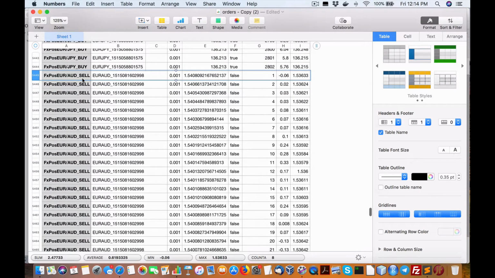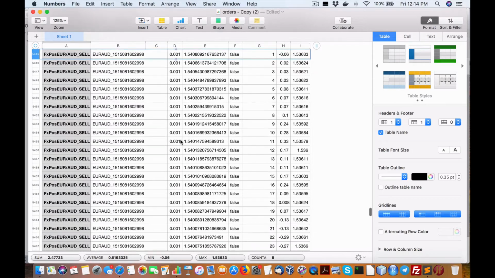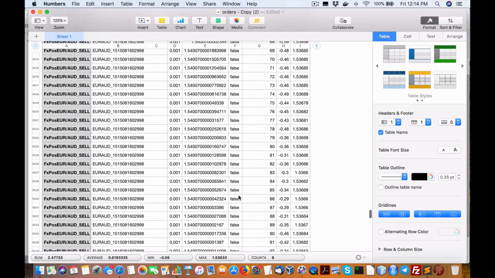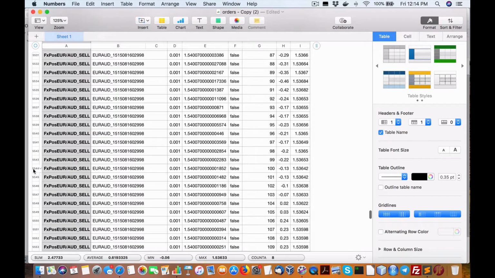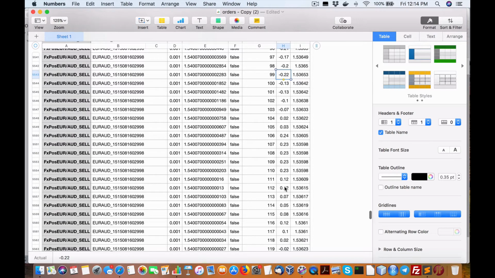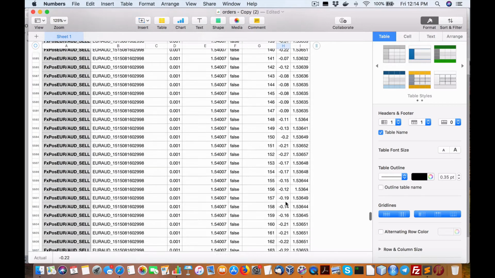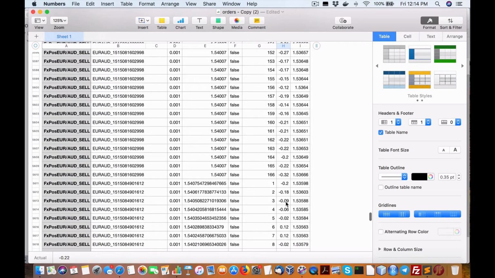Shorting Euro Australian dollar. Okay, making a little bit of money here. So now we're back to losing money. Here we could have made money. This one for sure. And now we're back to, yep, we're losing money now. Now we're back to making money. Okay. So here we did okay. Negative 32 cents. So we did okay there.